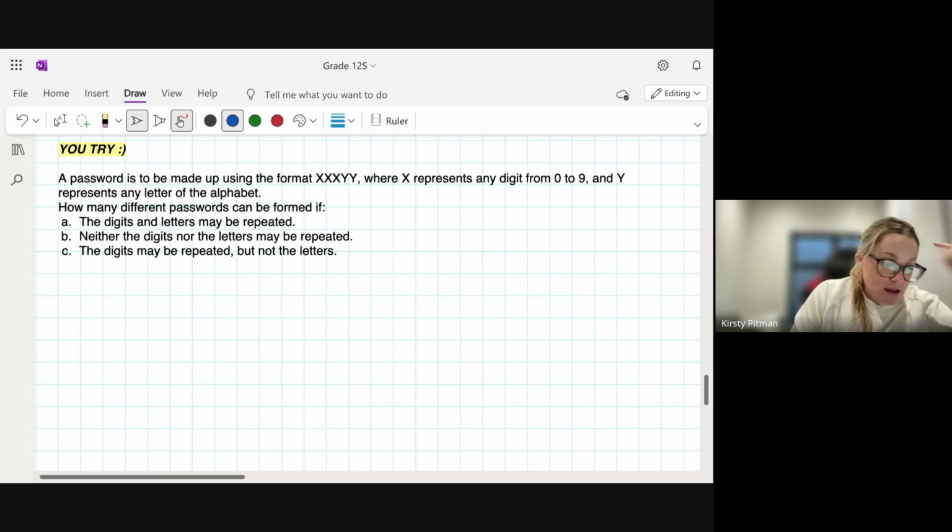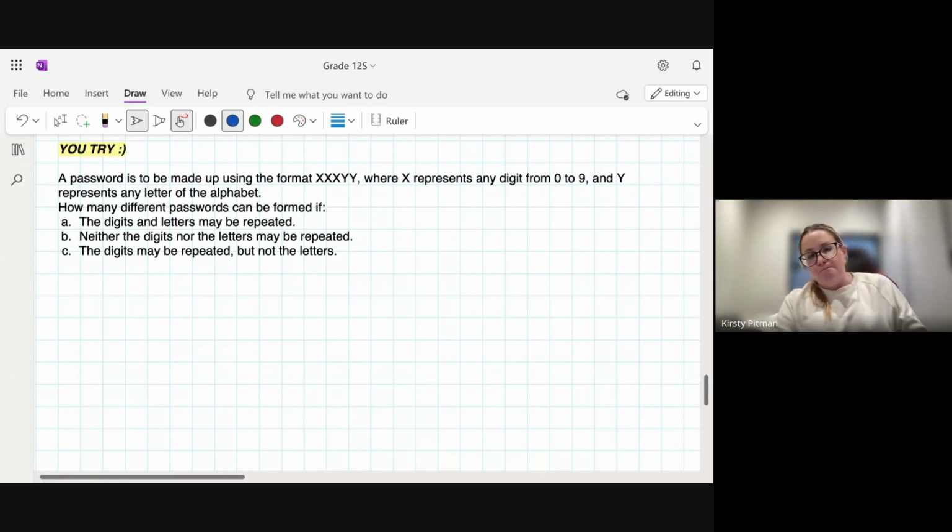So A, you can repeat everything, doesn't matter. B, okay, you can't repeat anything. And C, you can repeat the digits, the numbers, but not the letters. It's a trick one. I'm just putting it out there. There's a little trick.